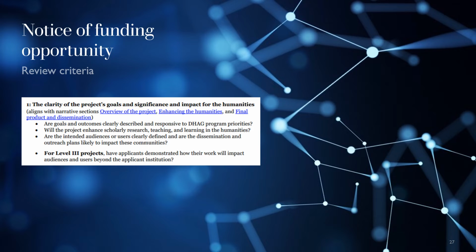The DHAG program has 6 review criteria. These appear on pages 33 and 34 of the NOFO. These are the exact criteria that external peer reviewers will apply when reading and evaluating your application. The first review criterion is the clarity of the project's goals and significance and impact for the humanities. The sections of your application that should speak to this most directly are the overview of the project, enhancing the humanities, and final products and dissemination sections.